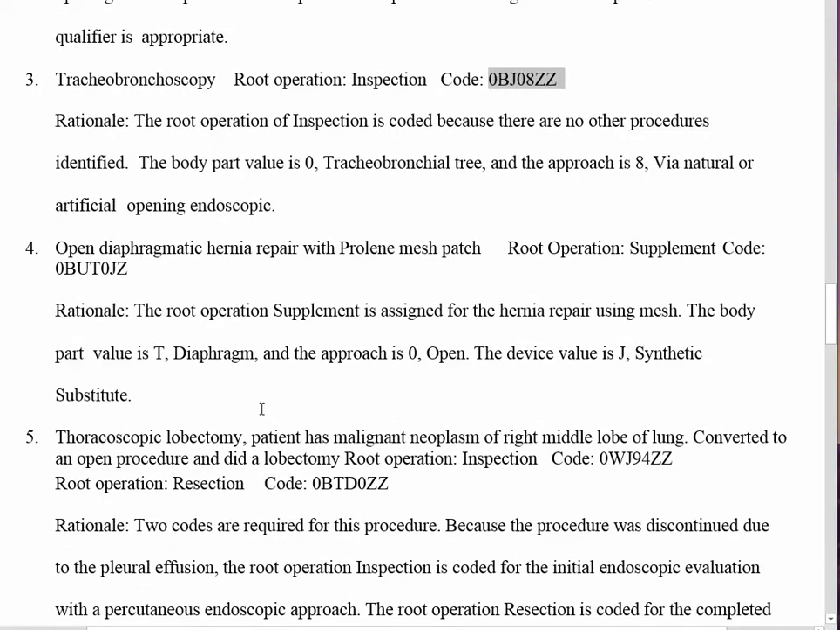Number 4 is documented as an open diaphragmatic hernia repair with a Prolene mesh patch. So this patient has a hernia in their diaphragm. The physician can't just sew it up and push it back. A hernia means a piece of tissue has bulged out in a place it shouldn't be. Sometimes they can just push it back and maybe suture the top so it doesn't pop back out again, but typically there's a weakness in that area. So if they just push it back and don't put something there to keep it from bulging back out again, the patient's going to have a recurrence.